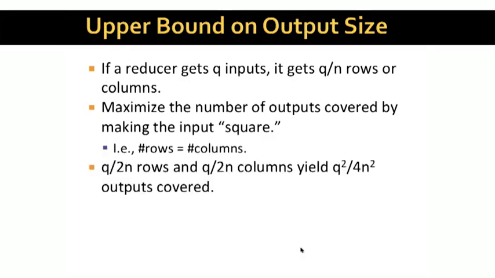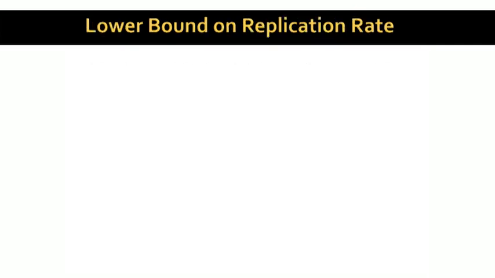So how many outputs can we cover? We choose any Q over 2n rows of the first matrix and any Q over 2n columns of the second matrix, and together they yield a square of side Q over 2n, or Q squared over 4n squared outputs. We use the upper bound on outputs to get a lower bound on the replication rate. We need to cover n squared outputs, since that is the number of elements of the result matrix.